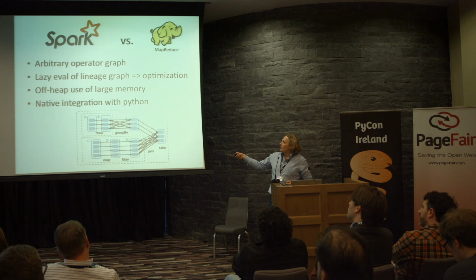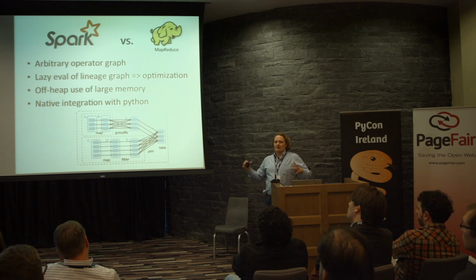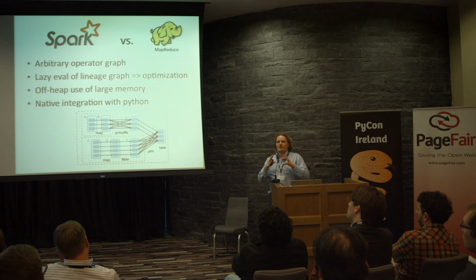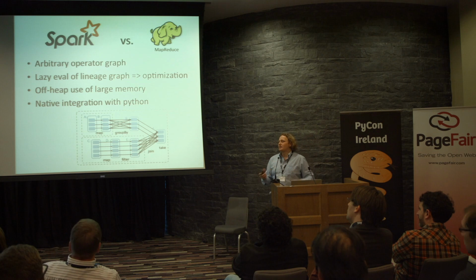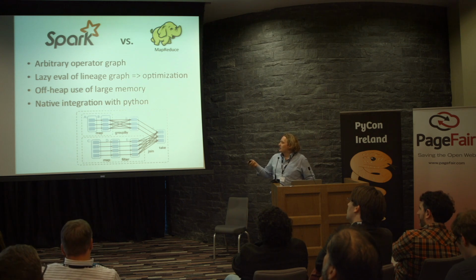With Spark, we have arbitrary operator graphs like this one here, and they could have thousands of nodes. And what Spark will do is optimize and say, oh, I've got 3 maps in a row, I can fuse them together, or I can change the order of operations because of how it has defined its basic building blocks.